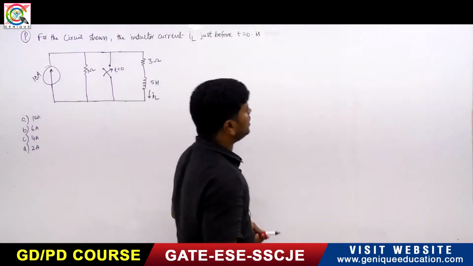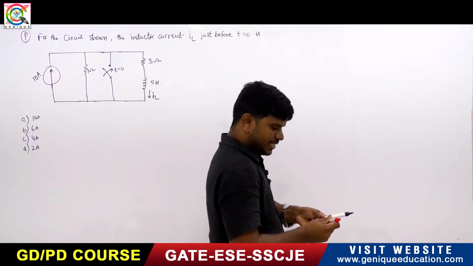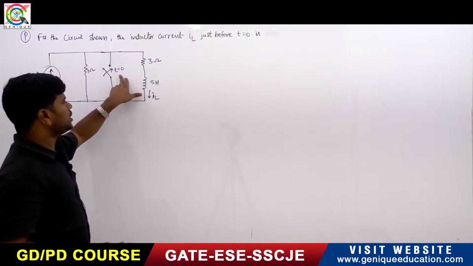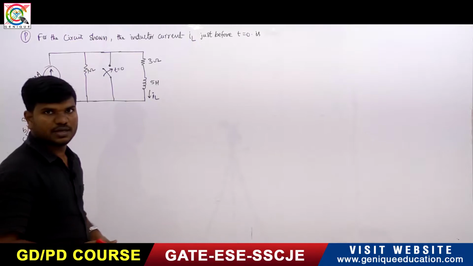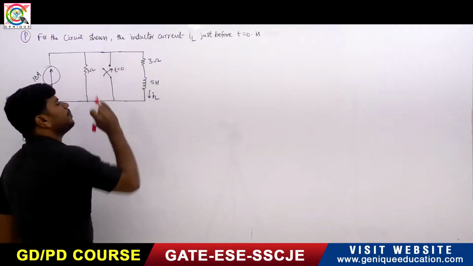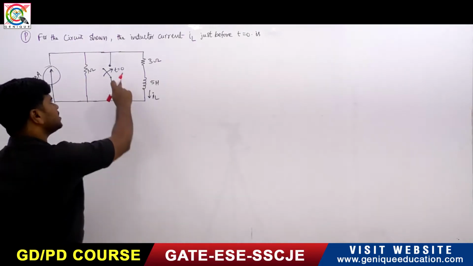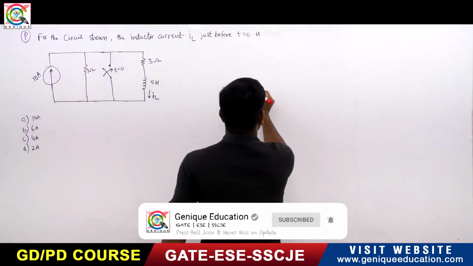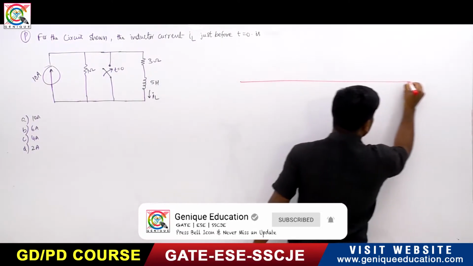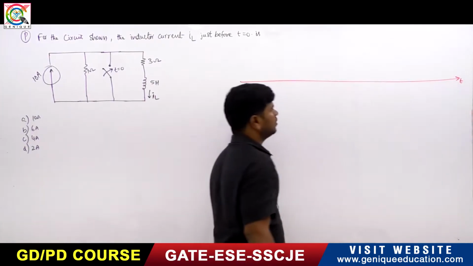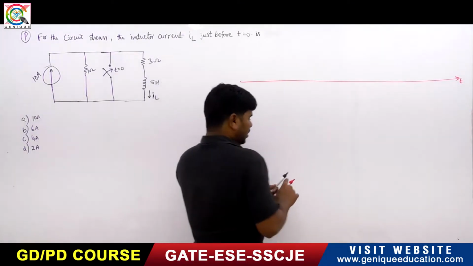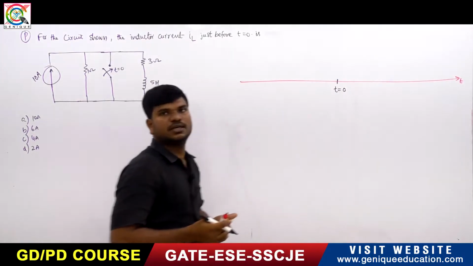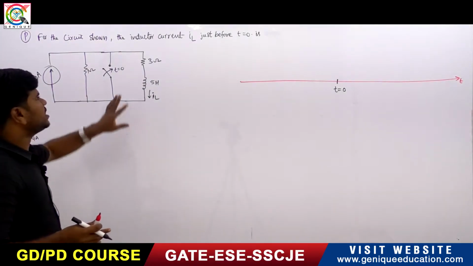So if you observe this figure, at t equals 0 the switch is closed. Here the switching operation takes place at t equals 0. Let us suppose this is the time axis, and at t equals 0 the switching has occurred.